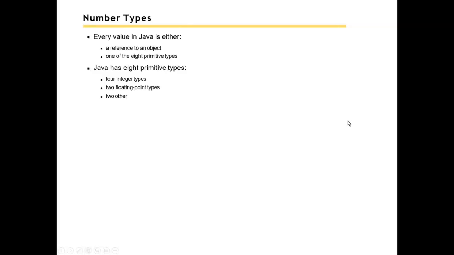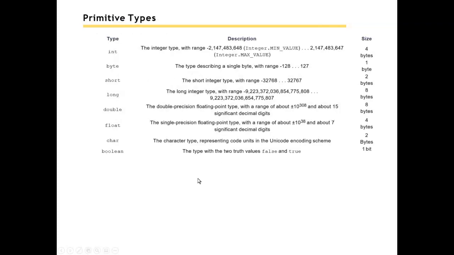So in Java, there's two types of variables, or every value. You either have a reference to an object, equivalent of a pointer, or one of 8 primitive types. So it's either a type of integer, a type of floating point, a string, or what's the other? A byte. And a Boolean. So basically, here's all the primitive types.